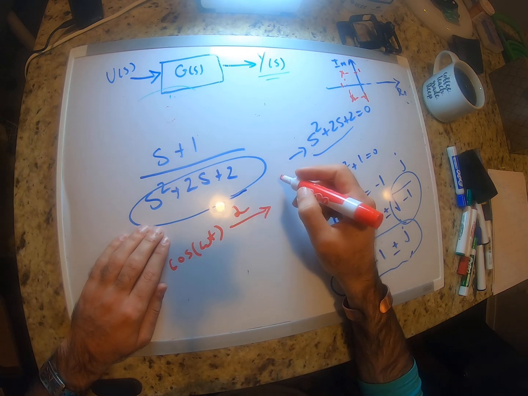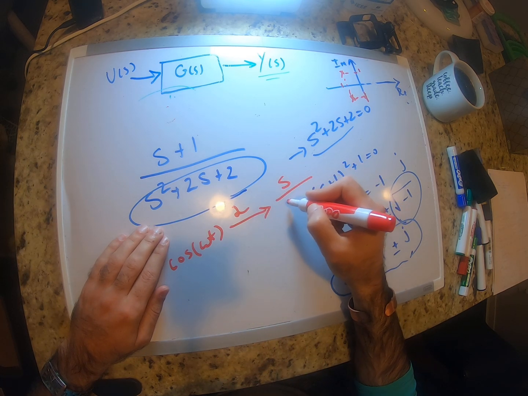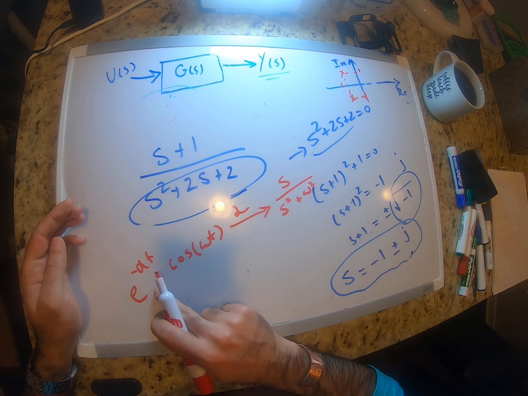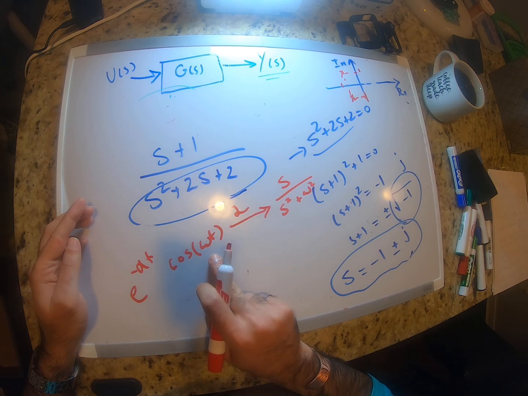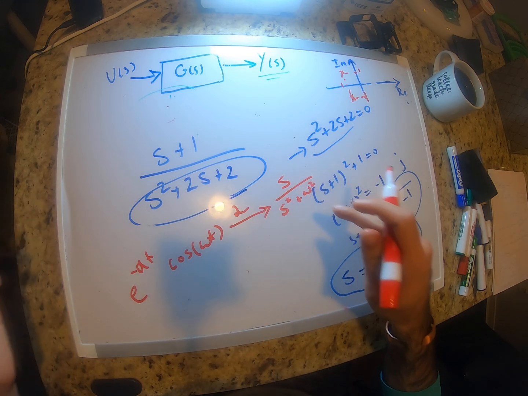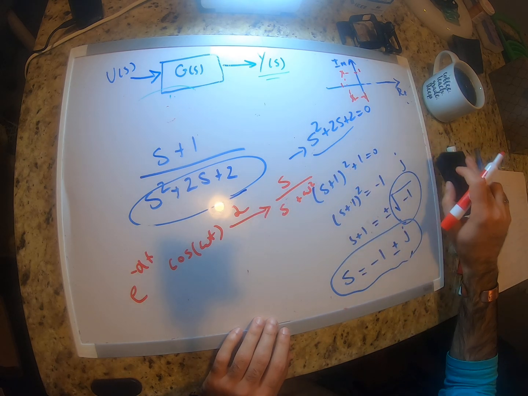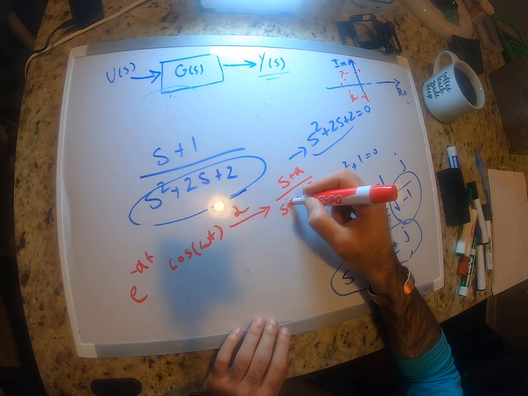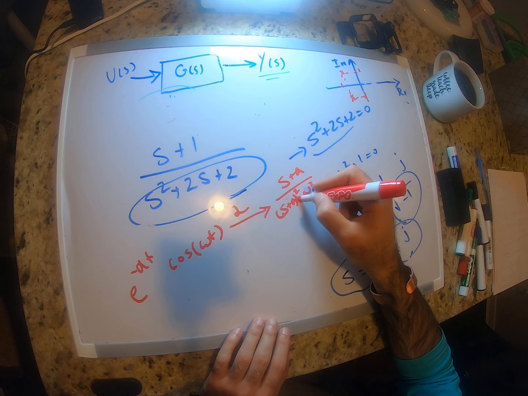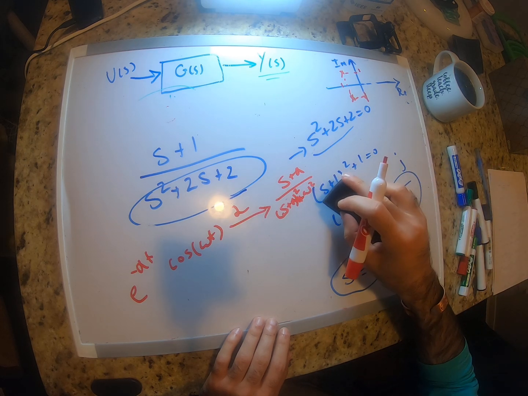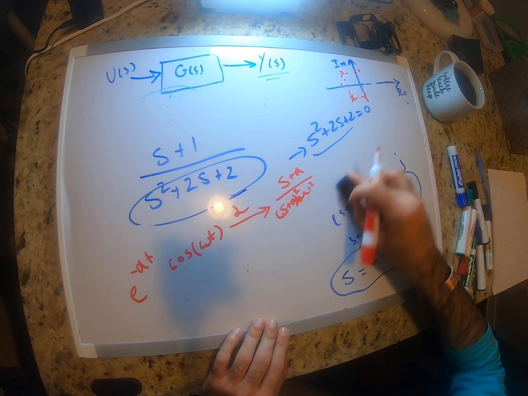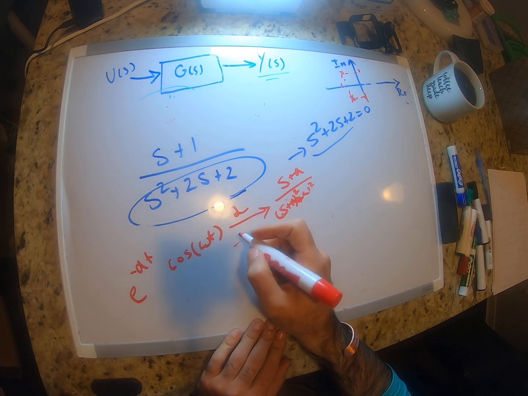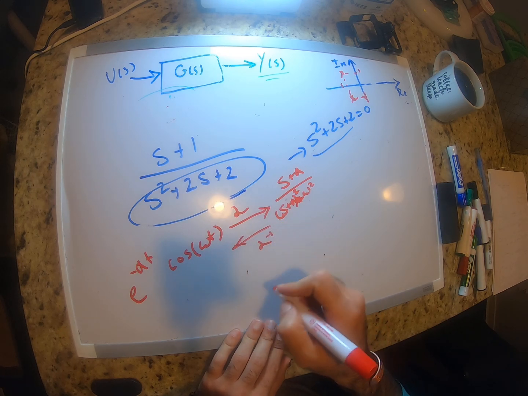Cosine of omega t was s over s squared plus omega squared. Whenever you multiply by an exponential, it means you're going to have a shift in your s. So this is now going to become s plus alpha, and s plus alpha squared, instead of just s. So this is what we have. And again, if you take the inverse Laplace transform, it would give us the time domain.